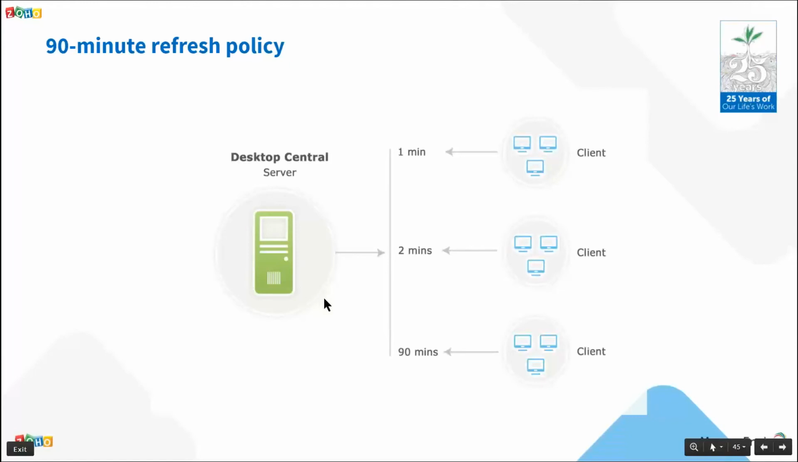This is mainly to avoid network congestion and to limit the downloads that can happen at the same time. It is also to avoid bandwidth issues on your network. The 90-minute refresh policy is defined in such a way that it splits the load evenly on your network, and that will not cause any damage to your network.